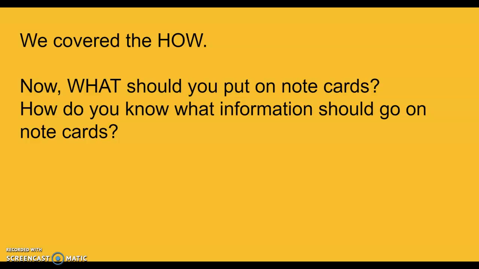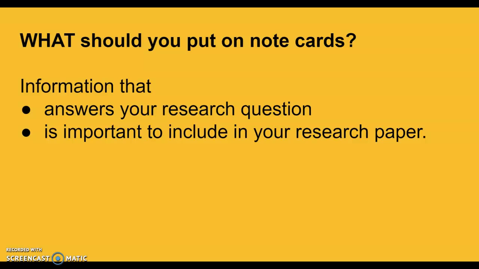So we covered how to take the notes, but you also need to know what should be on the note cards. So how do you know what information should go on each card? You should put information that answers your research question or that you feel is important to include in your research paper. So knowing what your narrowed topic is or having a research question can help you figure out what's relevant and what's not. And it's okay if you take more notes than what you use in a paper. Whenever I wrote research papers, I always had note cards left over that I didn't use, and that was okay because I don't always know what direction my paper will go in when I'm taking notes and doing that original research.